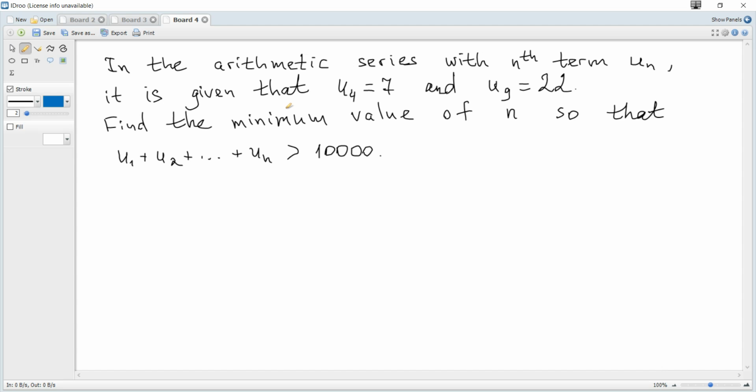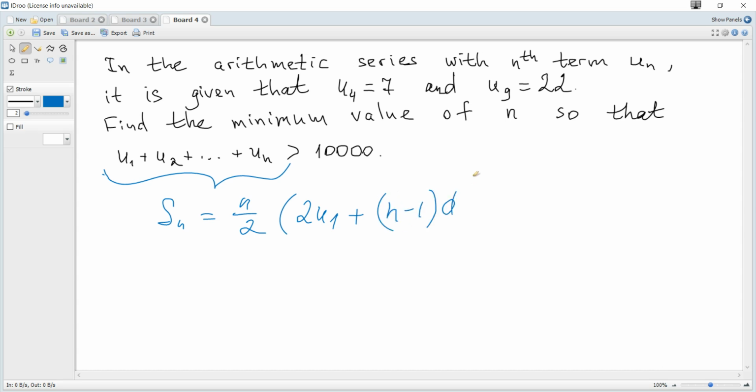In the arithmetic series with nth term un, it is given that u4 is 7 and u9 is 22. Find the minimum value of n so that the sum of the first n terms of the arithmetic sequence is greater than 10,000. The formula for the sum of the first n terms is given in a data booklet, and it says that it's n over 2 times (2u1 plus (n minus 1) times d), where u1 is the first term and d is the common difference.